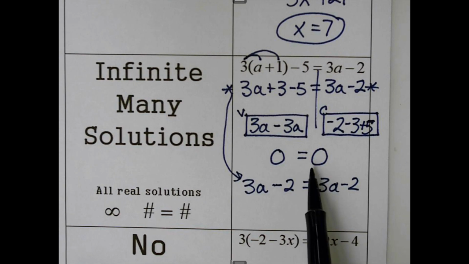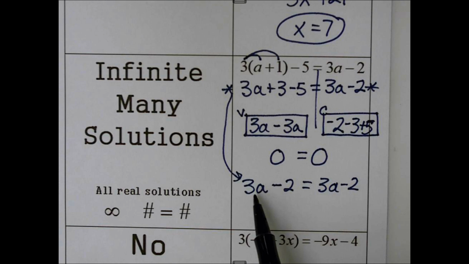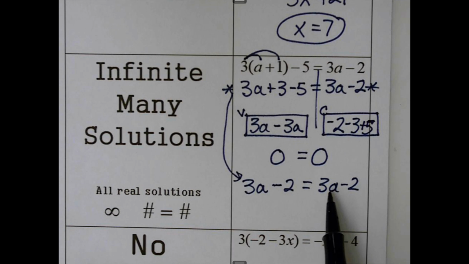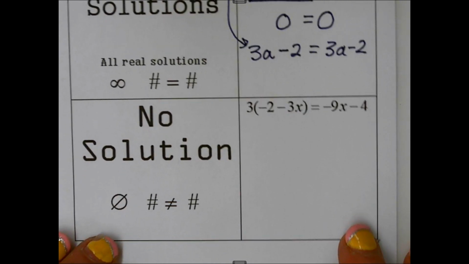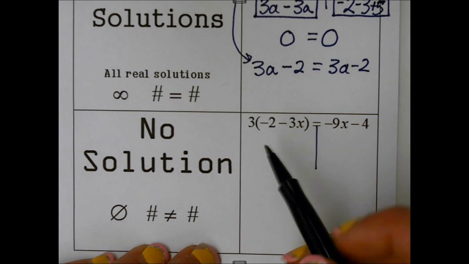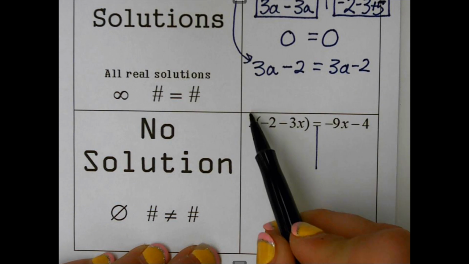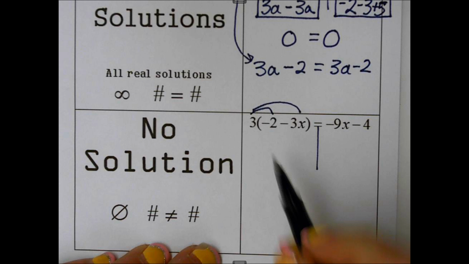Let's check out what happens with no solutions. So maybe you can make a prediction here. I kind of have a little side note here. So let's go ahead and distribute with the flip chart. If we have a grouping, we want to go ahead and distribute. Negative 6 minus 9x. On the right-hand side, minus 9x minus 4. Let's do the rectangles.